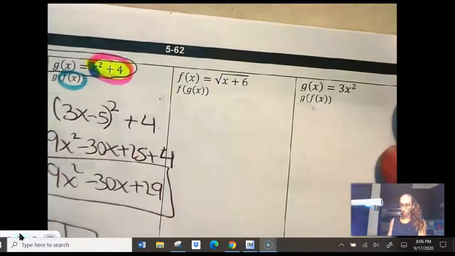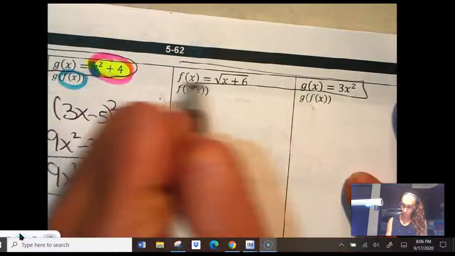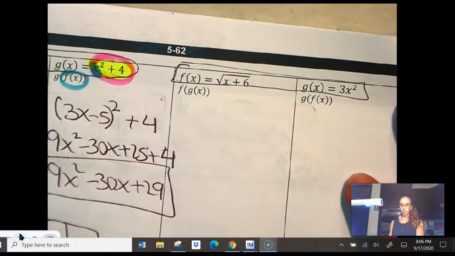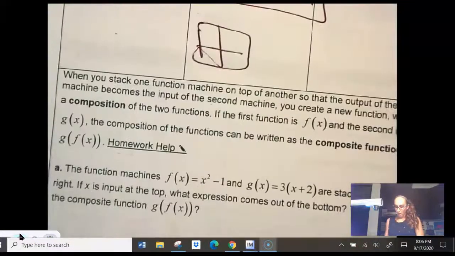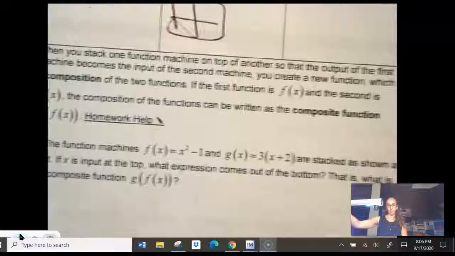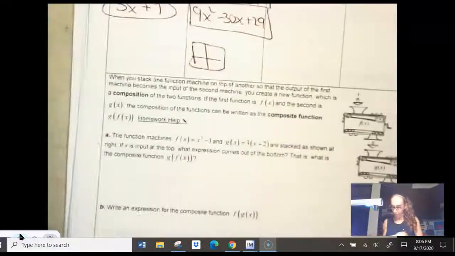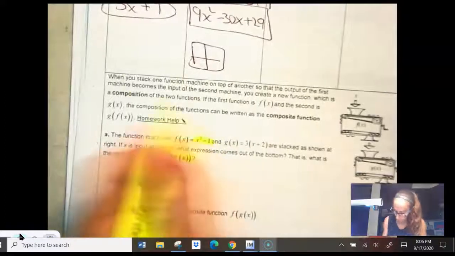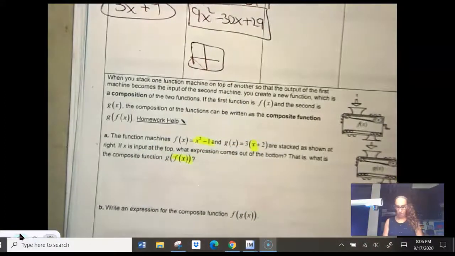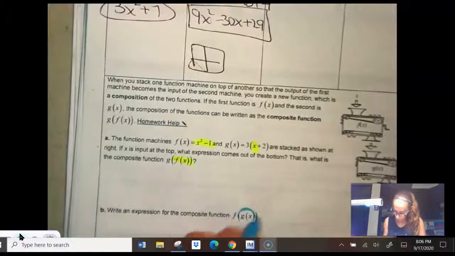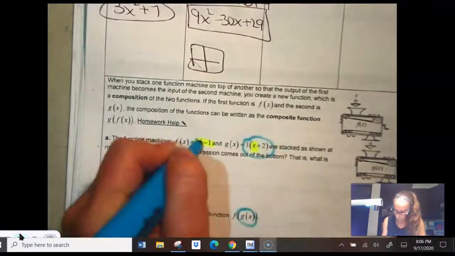So I want you to do these two problems for homework, okay? So you'll do F into G and G into F. This one, I think it's just more of the same. It's the same thing. They want you to take F, and it goes in for G. And then they want you to take G, and it goes in for F. And that's it.